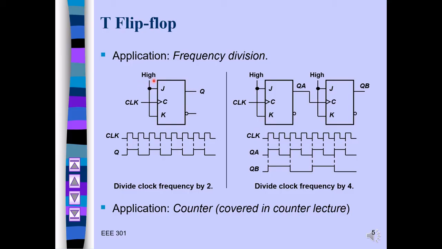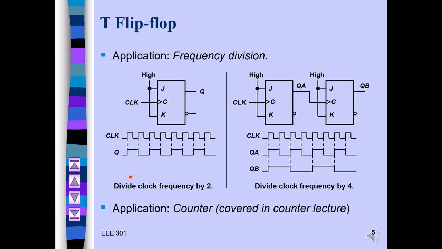So T is connected to high. What will happen here with Q? It will toggle, right? So if initially it's 0, at the clock edge it becomes 1. Then at the next clock edge it becomes 0. So remember that here it is changing its state only at the positive edge, because this is a positive edge-triggered flip-flop.